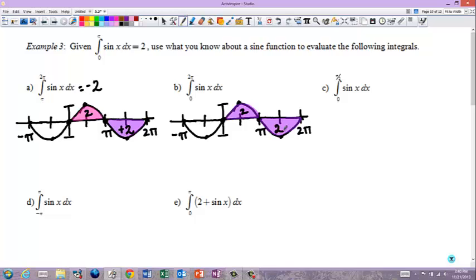This is also 2, but it's technically a negative 2. So I've got a positive 2 plus a negative 2, so it would be 0, because the area above cancels out with the area below.